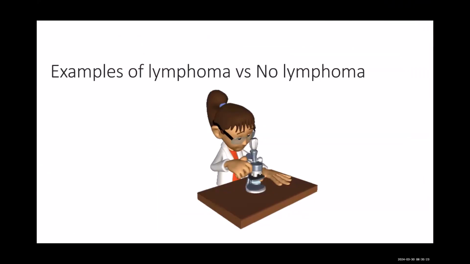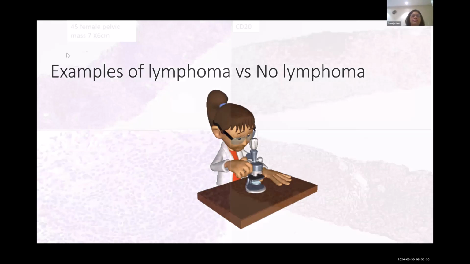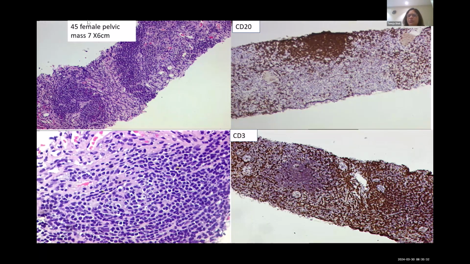Now let's look at basic examples of immunohistochemistry from lymphoma versus not lymphoma. Now, a 45-year-old female, large mass in the pelvis. Now this is the CD20 and CD3. The CD20 is not in excess of the CD3. So that is why it is definitely not a B-cell lymphoma. It is not a T-cell lymphoma either because the T is also not overwhelming. So this is probably a reactive proliferation and that's how we make a diagnosis of Castleman's disease.